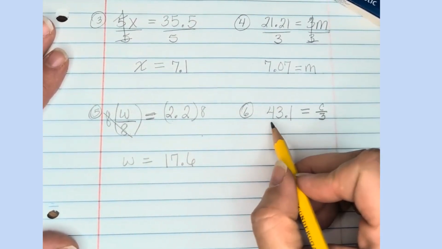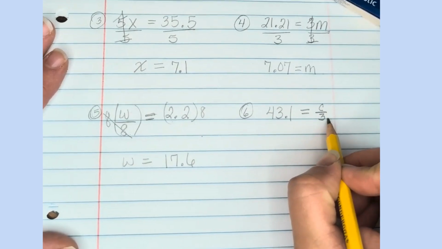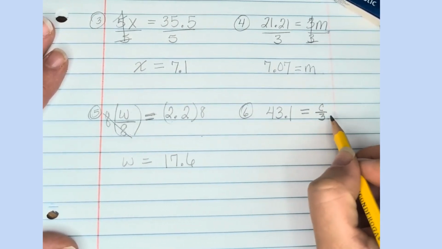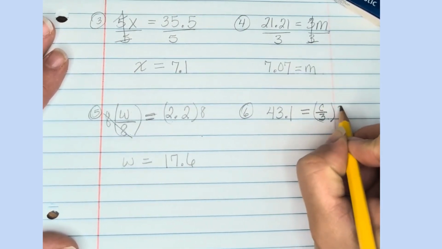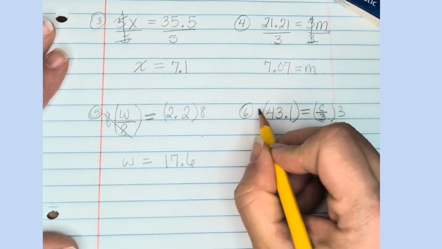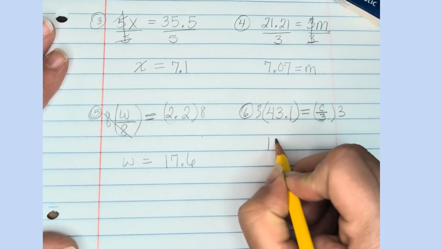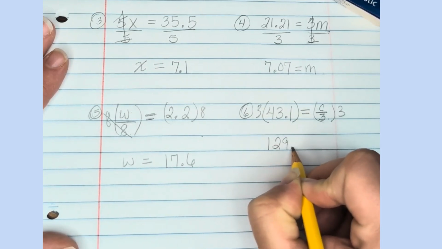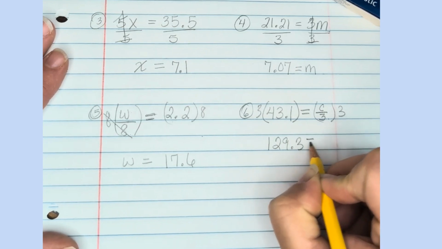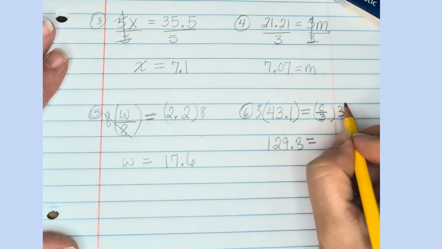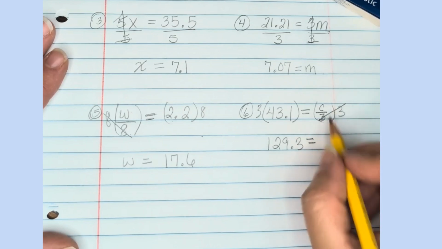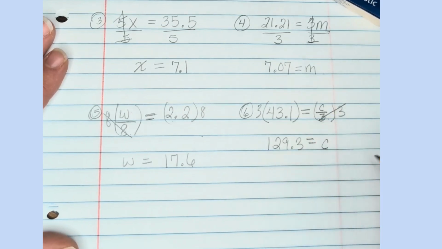Number 6, we have 43.1 is equal to c divided by 3. The opposite of division by 3 is multiplication by 3. So if we multiply both the left and right-hand sides, on the left-hand side, we will have 129.3 is equal to... 3 divided by 3 is going to give us a 1. 1c is on the right-hand side.